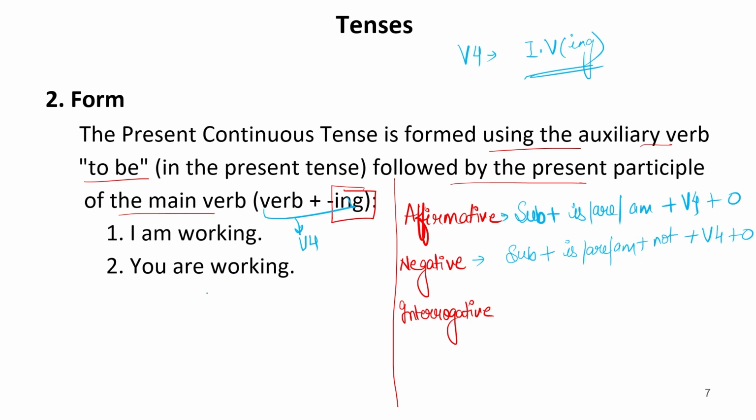For example, I'm not working, you are not working. In interrogative, first we have is, are or am, that is the helping verb or auxiliary verb. Then we have the subject, then verb fourth form, then object. When we have a question word, we add the question word and the entire part will be the same. For example, I'm working is present continuous tense in affirmative form. Now the negative part of it: I am not working.